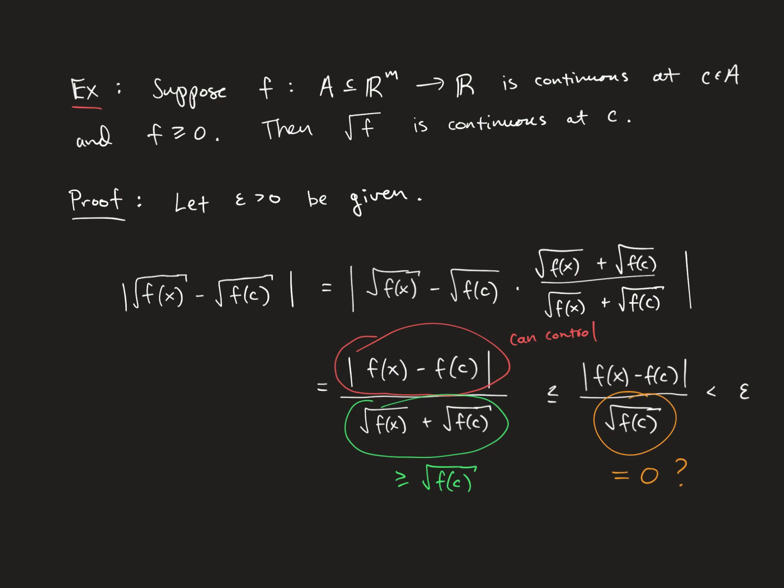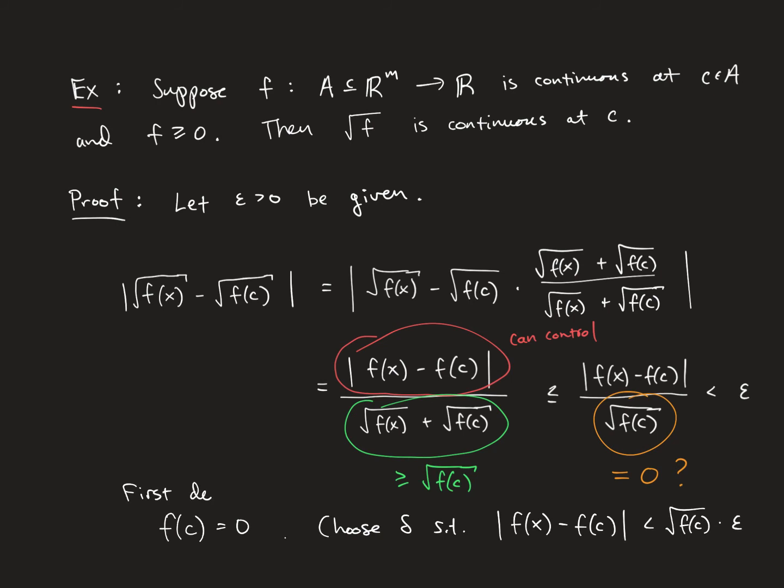So we need to take care of f of c equals 0 separately, and then in the general case, we'll need to choose our delta. So choose delta such that the difference between f of x and f of c is less than the square root of f of c times epsilon. So first do this case, and then in general.